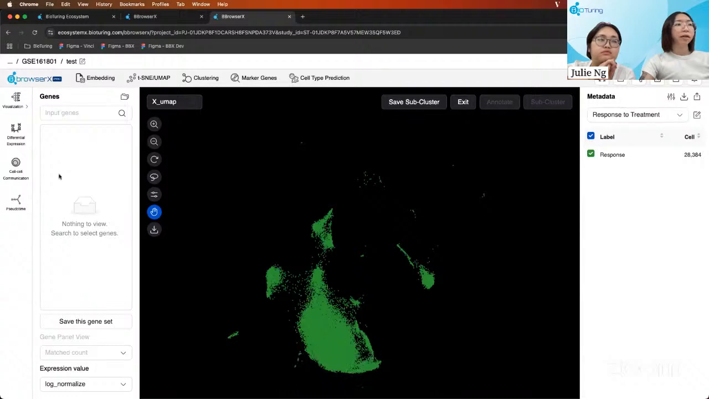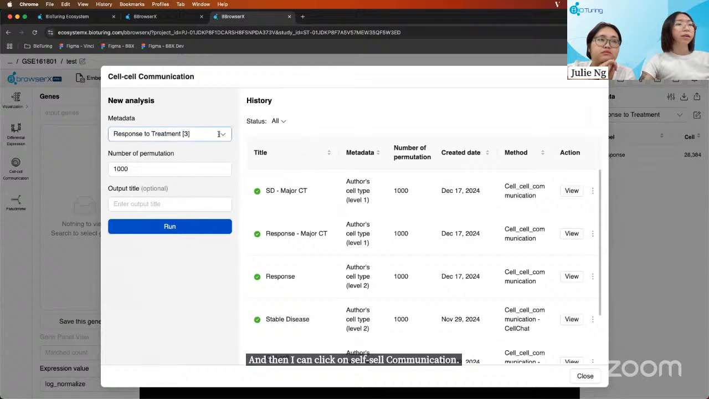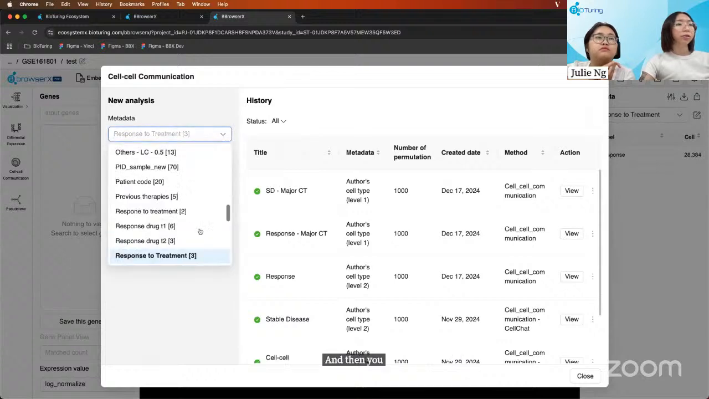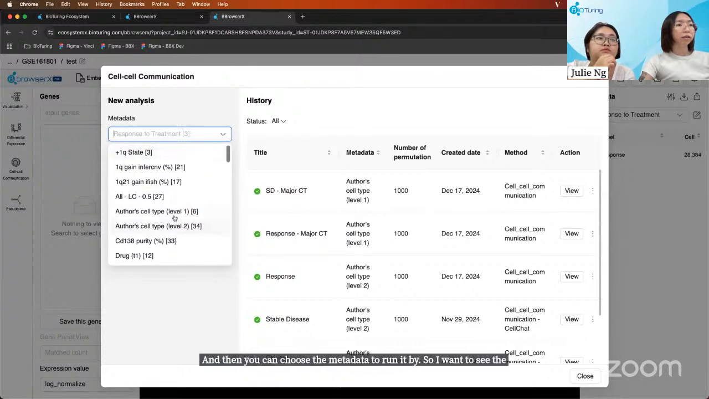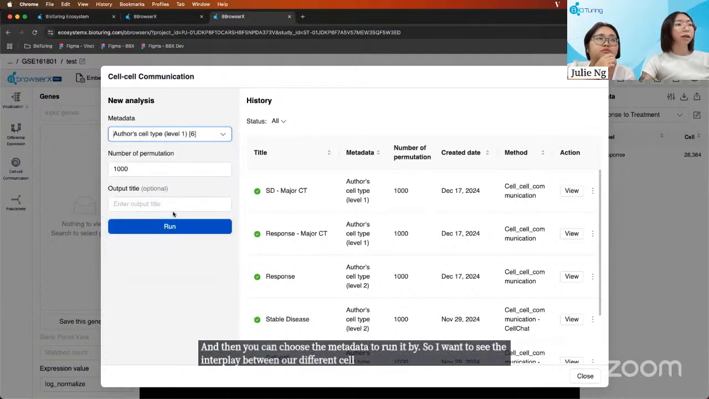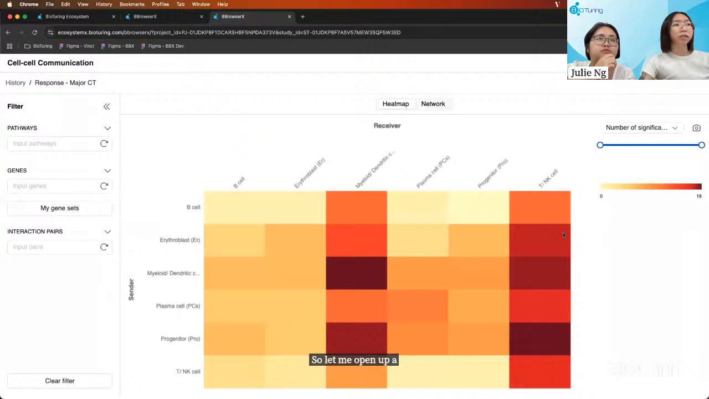Then I can click on cell-cell communication, and then you can choose the metadata to run it by. I want to see the interplay between our different cell types here. Then I can click run. Let me open up a results page so you can see what this looks like.